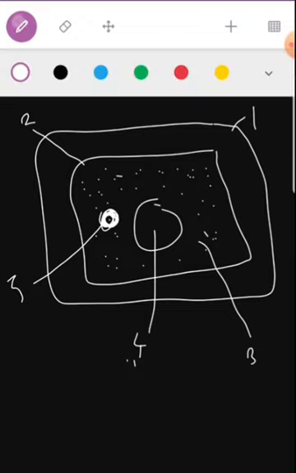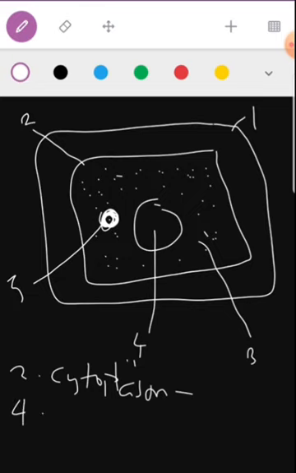Structure 4 is the cytoplasm. The cytoplasm is a site where all cell organelles are embedded, where all cell organelles are found, like the chloroplast, the mitochondria, the ribosomes, the endoplasmic reticulum, all those organelles. They are found inside the cytoplasm. And the same cytoplasm is a place where all cell activities take place.